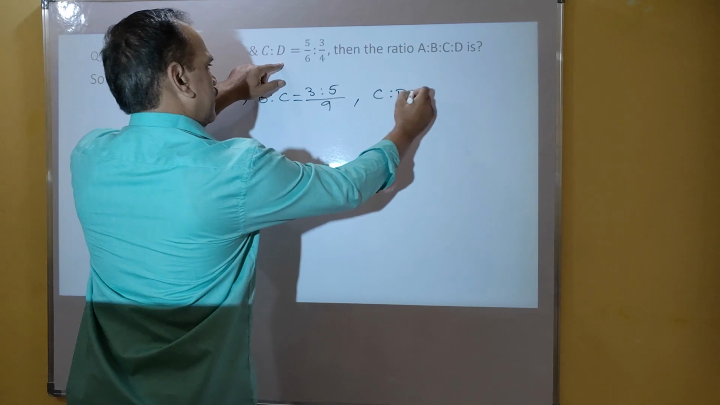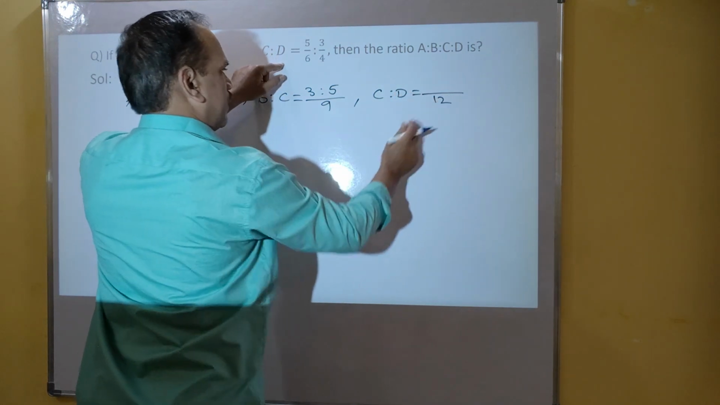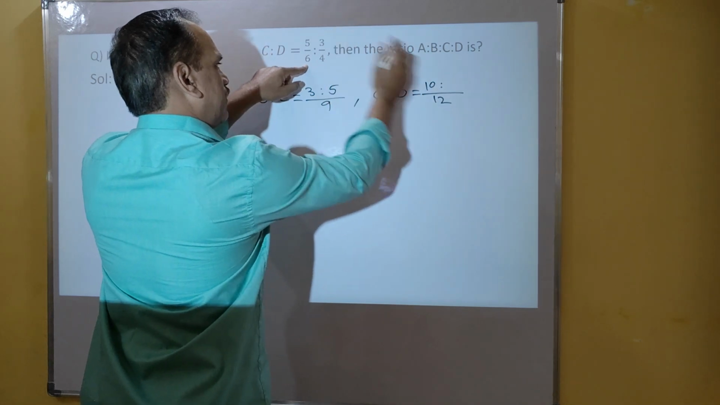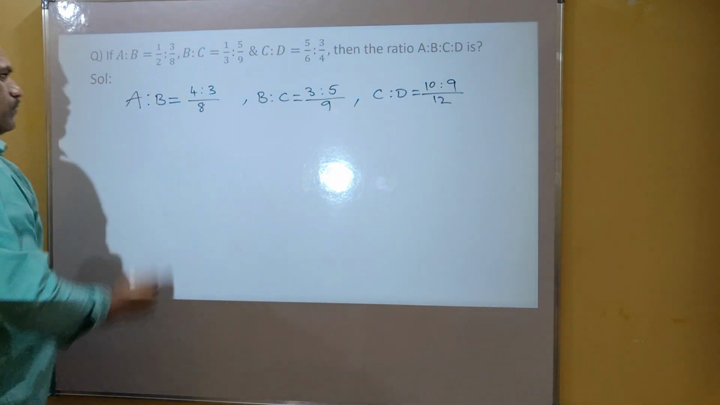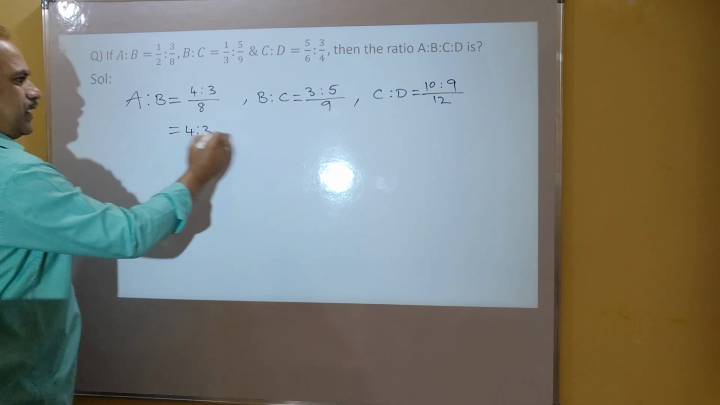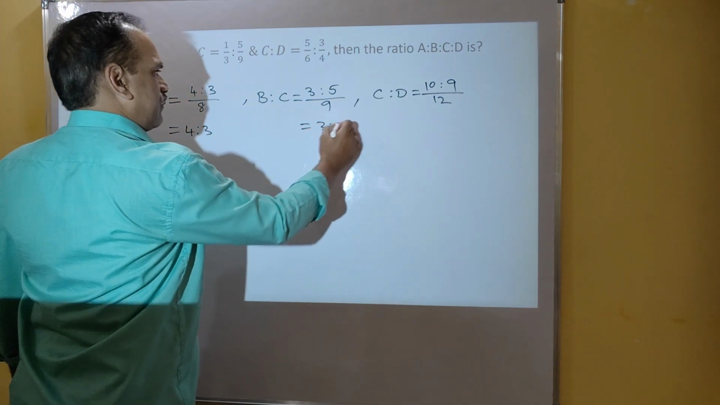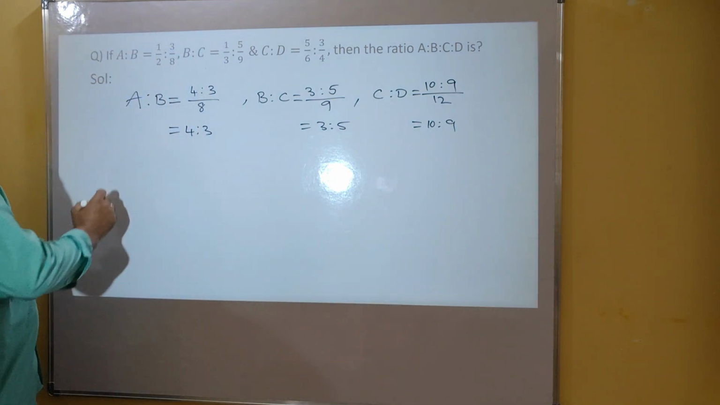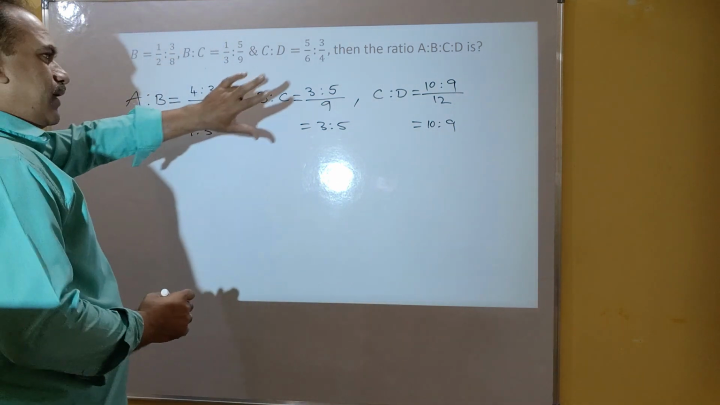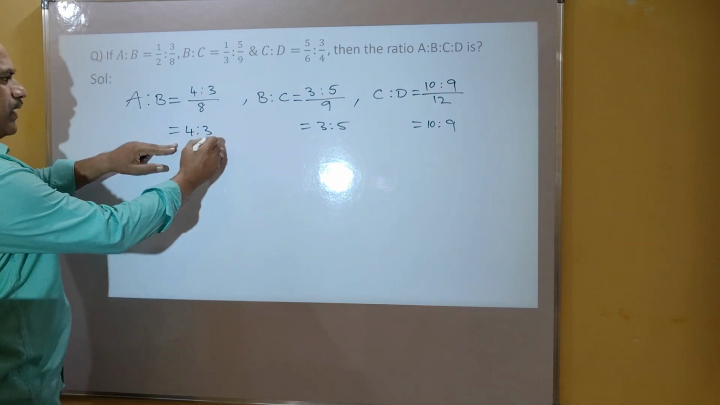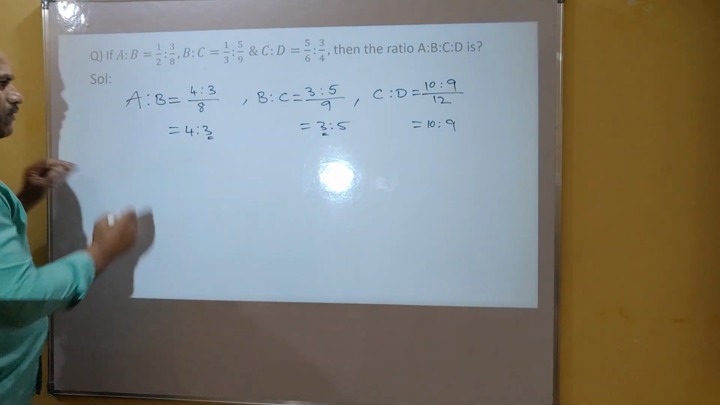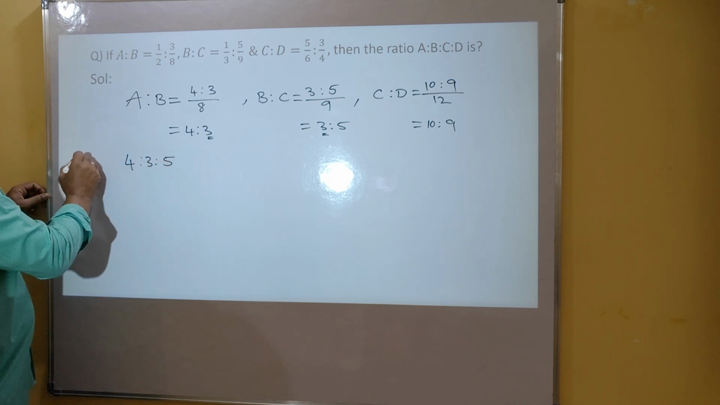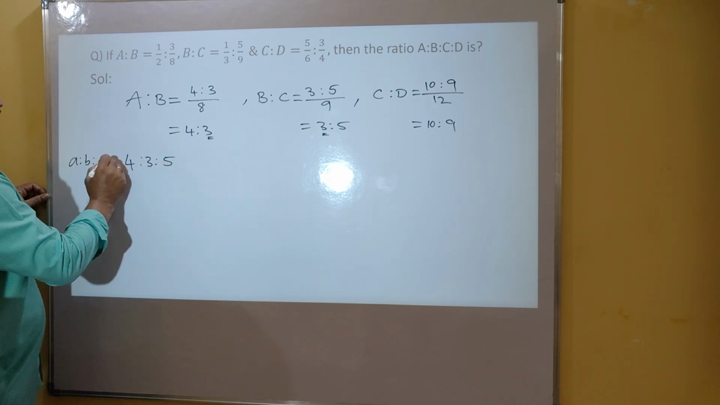C is to D, LCM is 12. 12 by 6 is 2, 2 into 5, 10. 12 by 4 is 3, 3 into 3, 9. So this is equal to 4 is to 3, 3 is to 5 and 10 is to 9. But to find the combined ratio, we have to make these two equal. Here they are already equal. So therefore 4 is to 3 is to 5 is A is to B is to C.